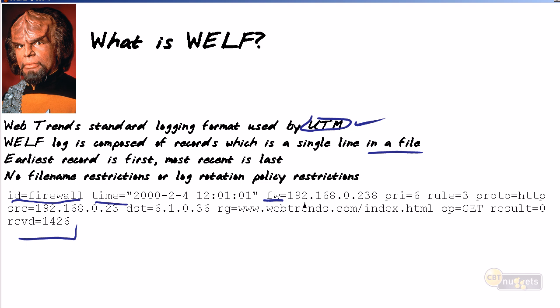In this case, the address is 192.168.0.238. And PRI is the priority of the record. And you have different priorities, like syslog has different priorities. And you can see we're going to a WebTrends server here. As a matter of fact, you must save these WELF logging messages to a dedicated WebTrends server.